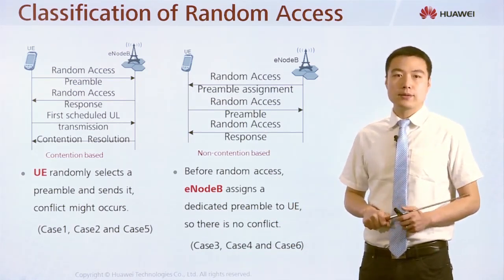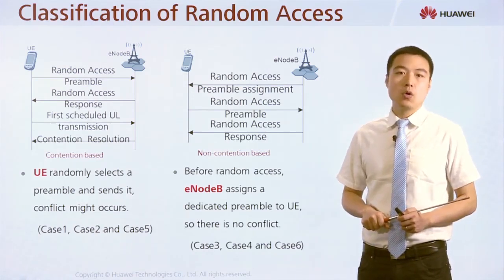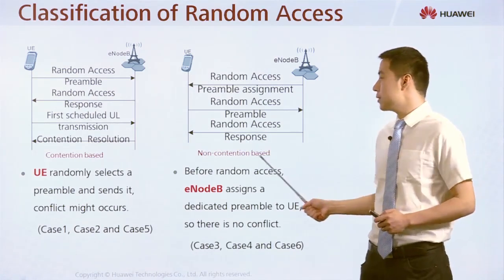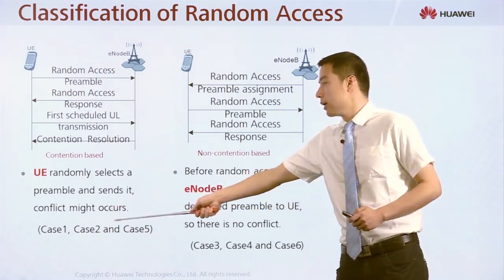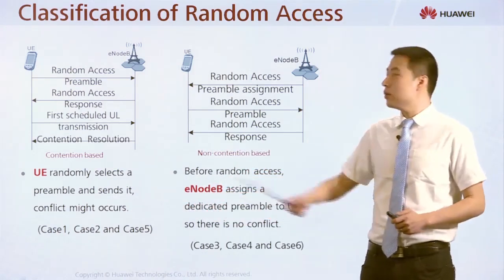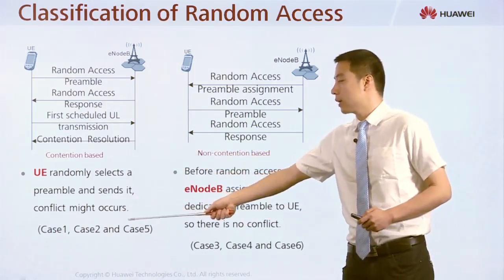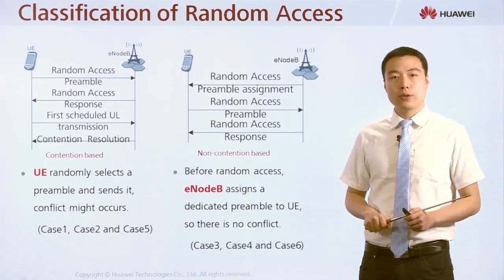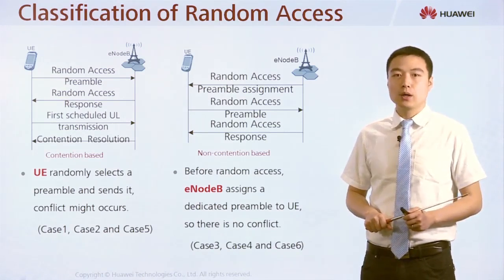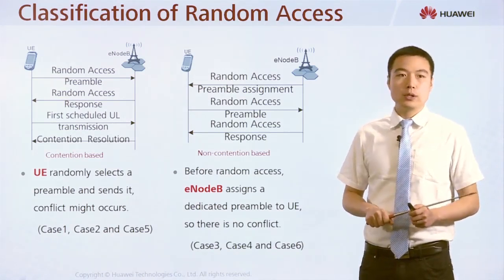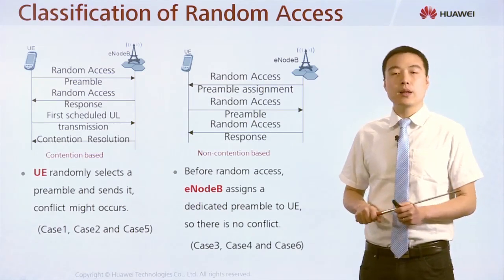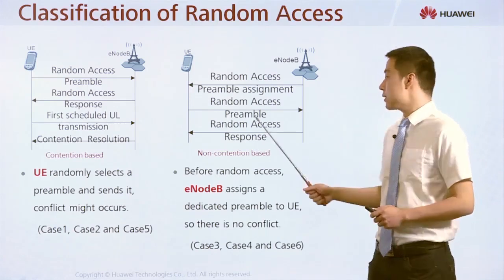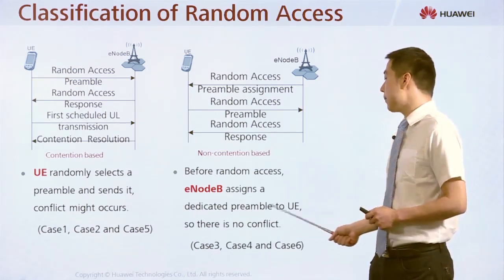Non-contention-based random access is very good. There are no conflicts. But why don't we use non-contention-based random access for case 1, case 2, and case 5? Why do we use contention-based for these cases? Because for these 3 cases, there's no connection between the UE and the eNode B. In other words, the eNode B cannot send or assign the dedicated preamble to the UE.